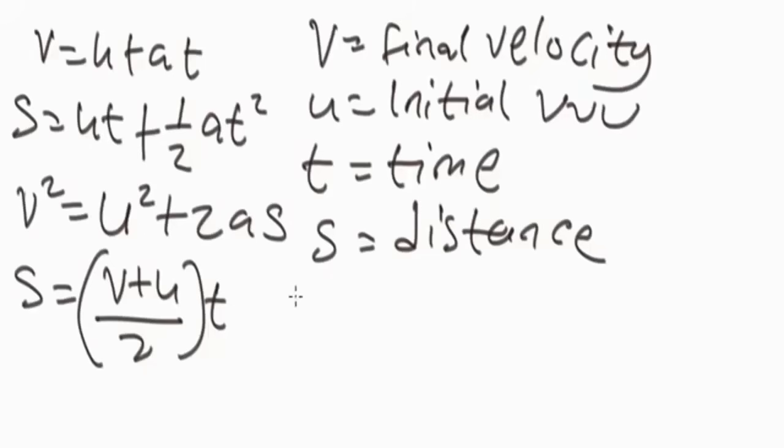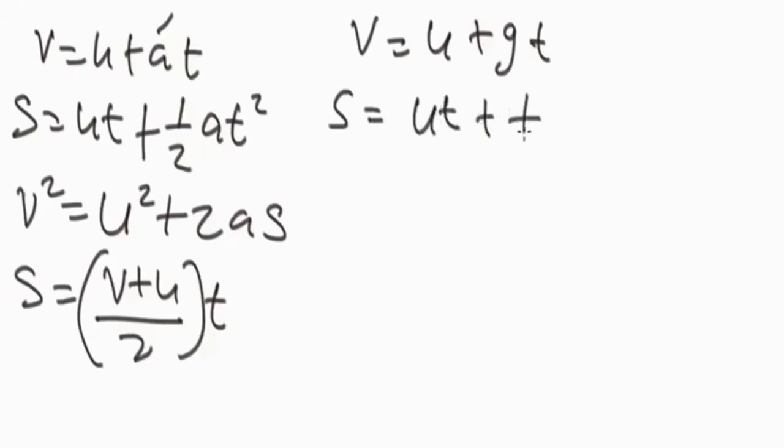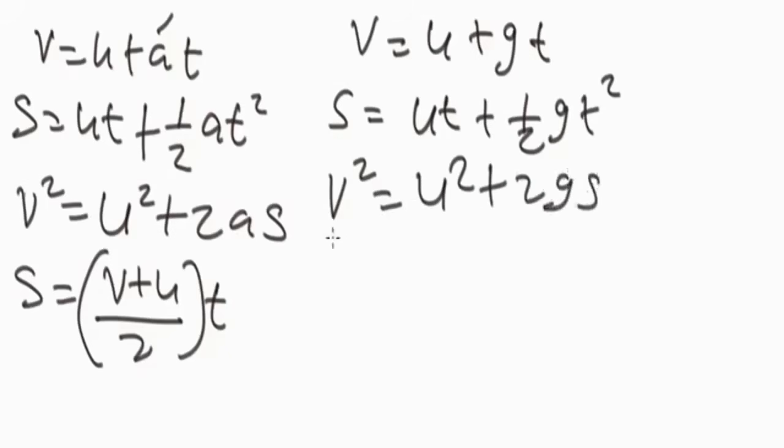Now note again that for motion under gravity, the acceleration in these equations changes to acceleration due to gravity. If you are dealing with motion under gravity, v will be u plus gt. Then x will be ut plus half gt square. And v square equals u square plus 2gx, in that order. The fourth one does not have acceleration in it. So when you are dealing with motion under gravity, the acceleration a will change to acceleration due to gravity g.